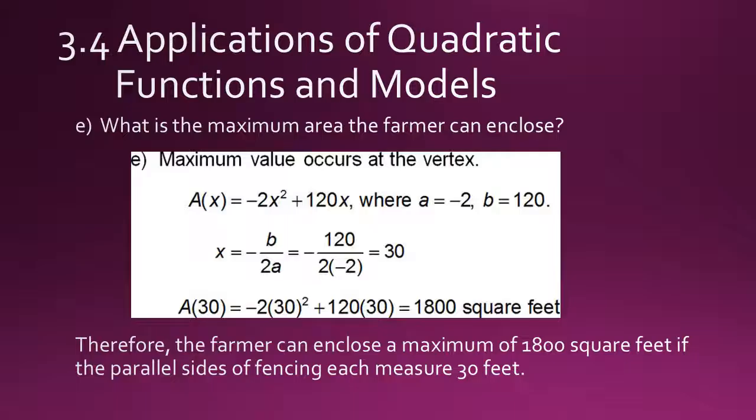And then you can also figure out that remaining side if you want to. But the question was, what is the maximum area? So we'll put in 30 for x and we find out that the maximum area he can enclose will be 1,800 square feet.